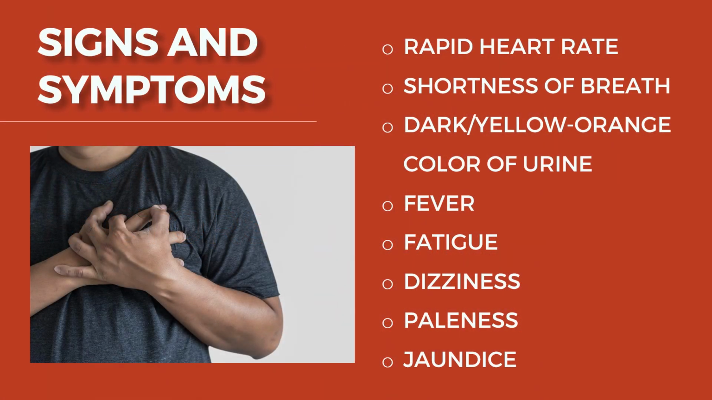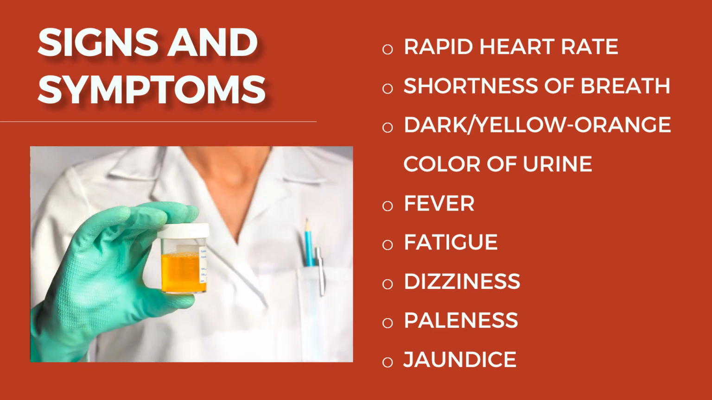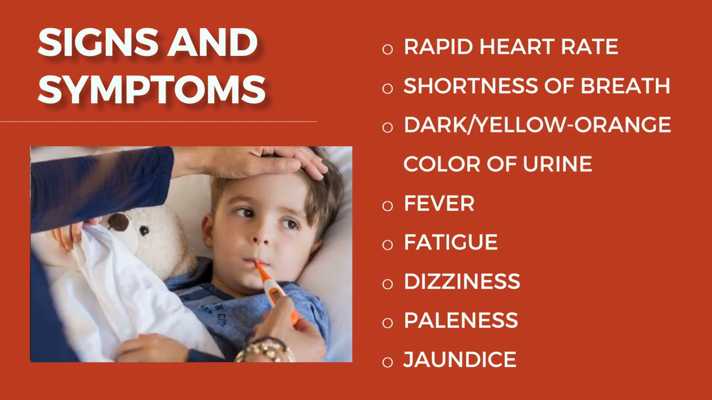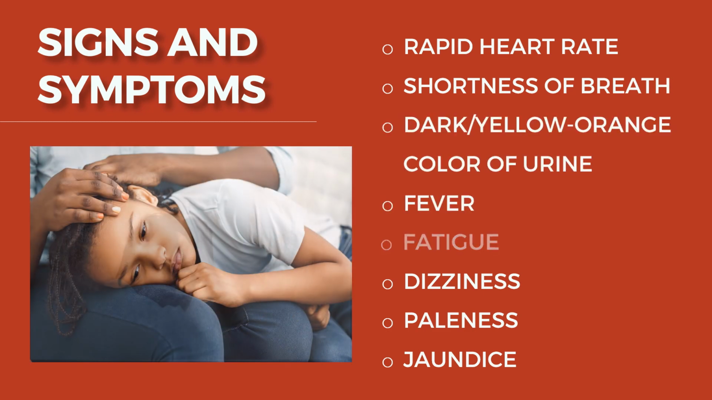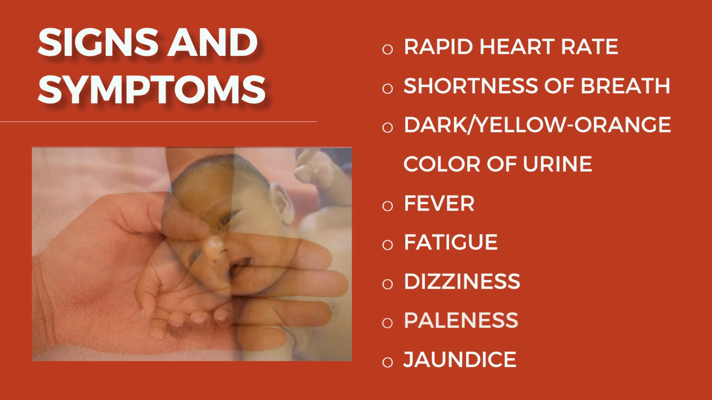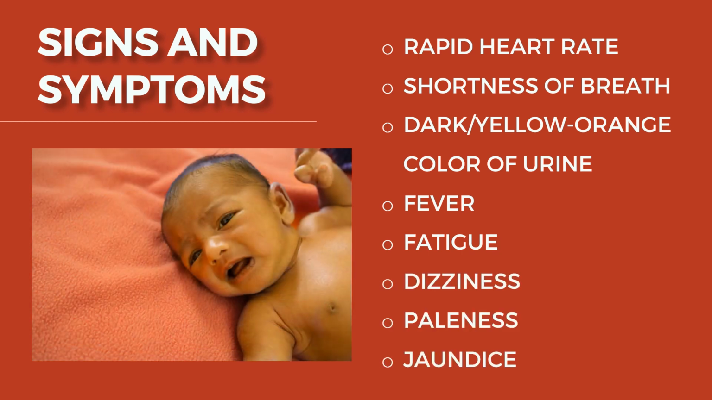Undiagnosed children and adults with G6PD deficiency may experience these symptoms when exposed to certain triggers: rapid heart rate, shortness of breath, dark yellow-orange color of urine, fever, fatigue, dizziness, paleness, and jaundice, which is most common in newborns.